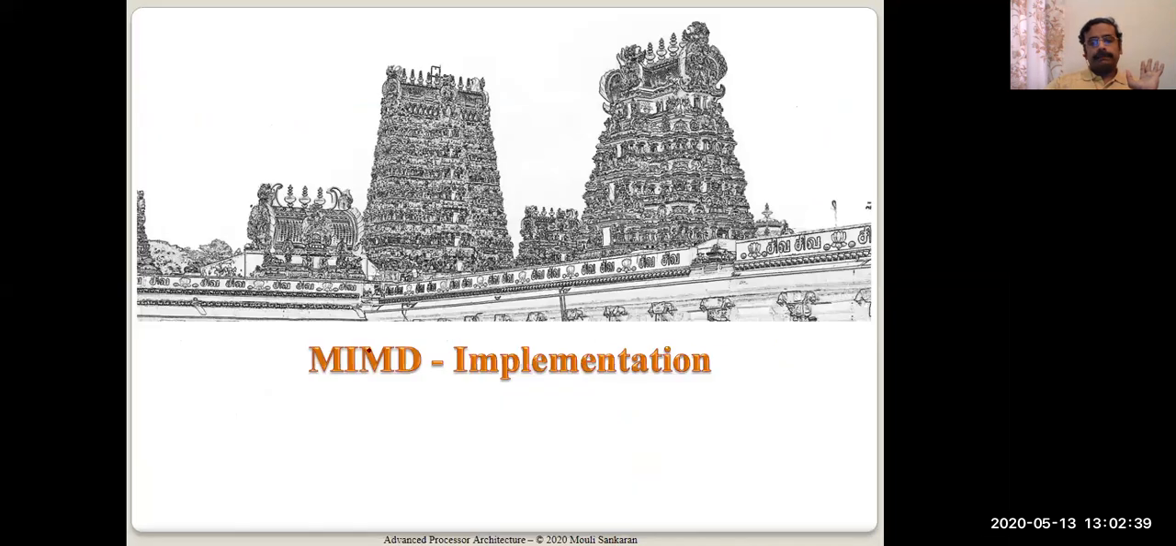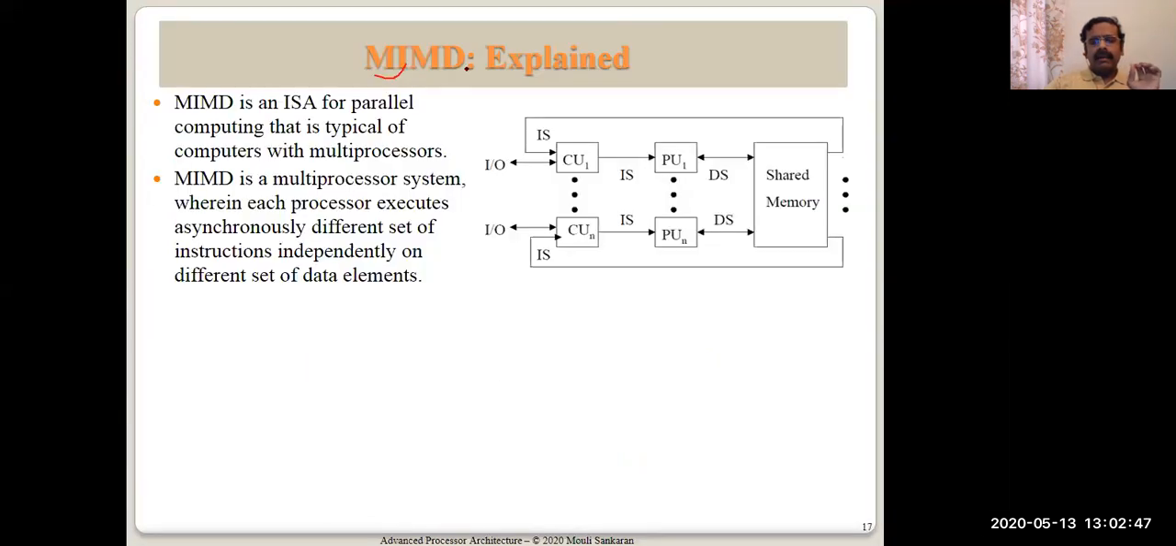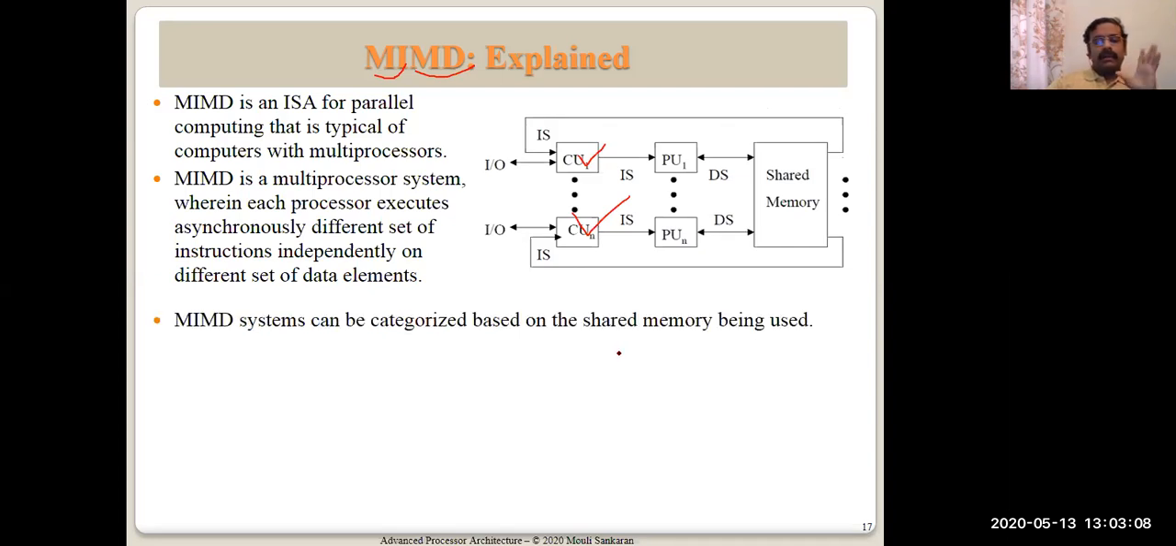Very good. Now let me go to MIMD. MIMD is the most complex thing I said, and it is parallelly running multiple instructions and operating on multiple data. And again, this is a multi-core processor. If you compare all the four categories, by now you might have realized which is a uniprocessor and which is a multi-core processor. I want you to think about it. I will not tell the answer now because it is very obvious. So MIMD systems can be categorized based on the shared memory being used.